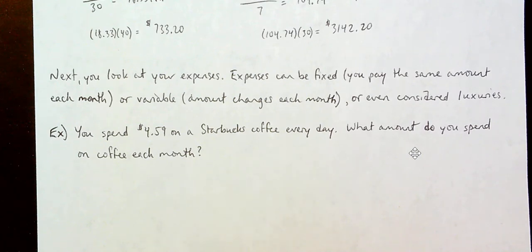perhaps utilities, how much you pay every month for your cell phone plan, things like that. And then there are variable costs, things that change each month, like maybe food, clothing, just other real world things that happen. And then there's things that we could consider luxuries.